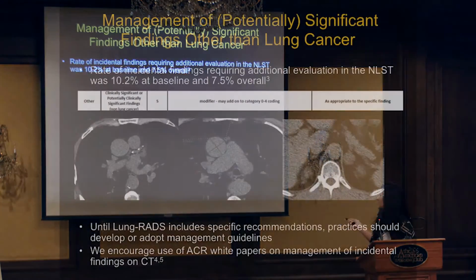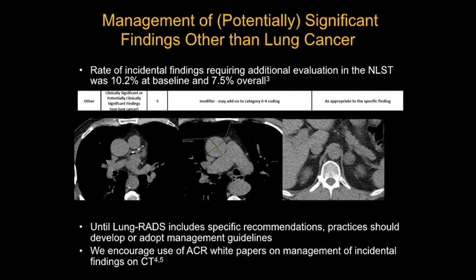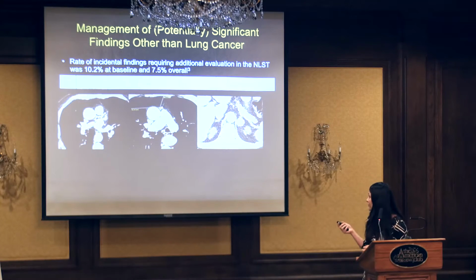And this is the last case that I'm going to show you. This is when you have potentially significant findings on a lung cancer screening CT. Basically, you give it a modifier, an S, but it doesn't really tell you what to do. It says it's as appropriate as considered. So, you know, we can see coronary calcifications, aortic aneurysms, adrenal nodules, thyroid nodules. You're going to see all sorts of stuff.